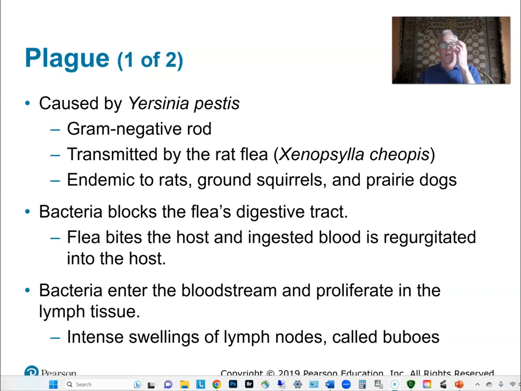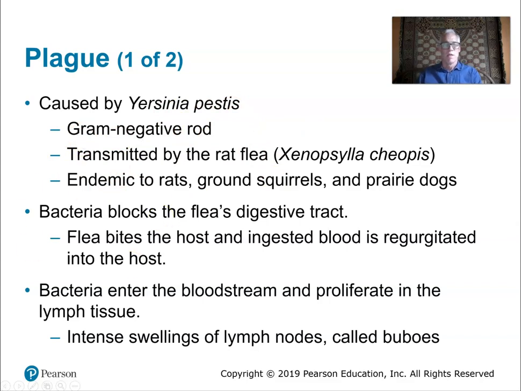The bacteria blocks the flea's digestive tract. The flea bites the host and then regurgitates the blood, and then that gets into the wound, and now you have been inoculated with Yersinia pestis potentially. Bacteria enter the bloodstream and proliferate in the lymphoid tissues. Swelling of lymph nodes called buboes. Yet another disease of buboes, probably the most impressive buboes that you'll see in plague.